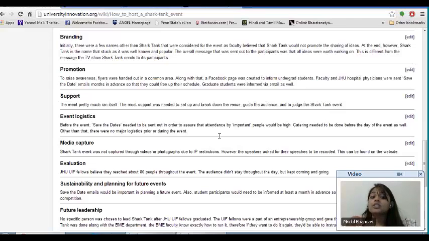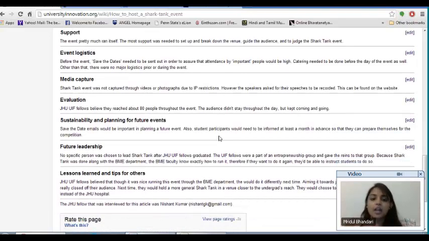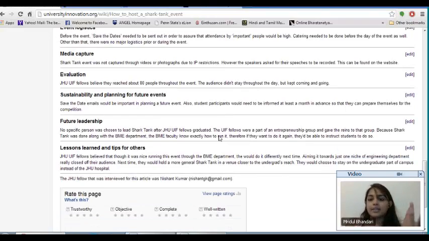Media captured: the Shark Tank event was not captured through videos or photographs due to IP restrictions. A lot of the graduate students were still working on their research, so they didn't want it broadcasted to the whole world before they had a chance to protect themselves. However, the speakers did ask for their speeches to be recorded, which could be found on their website. The evaluation: they got around 80 people, people were coming and going. Save the dates were sent out, as I mentioned earlier.